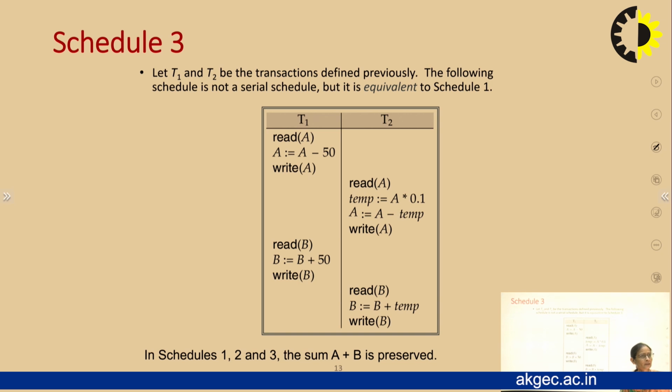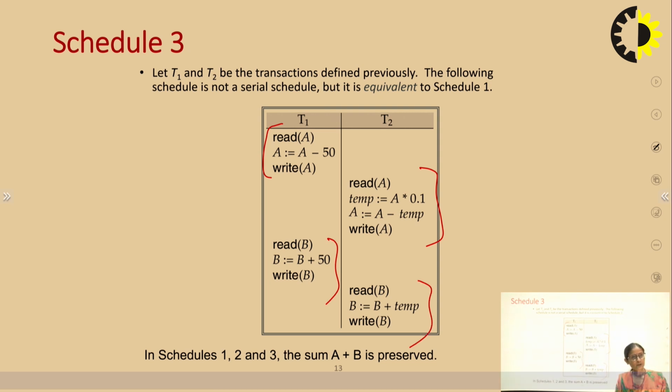Let's suppose this is an example. Let T1 and T2 be the same transactions, but here they are in a different manner. That is, here we have this, this and this. So it is a non-serial schedule. Once we are talking about a non-serial schedule, we need to find a serial schedule. Once you encounter a non-serial schedule, you try to find an equivalent serial schedule for that particular schedule.